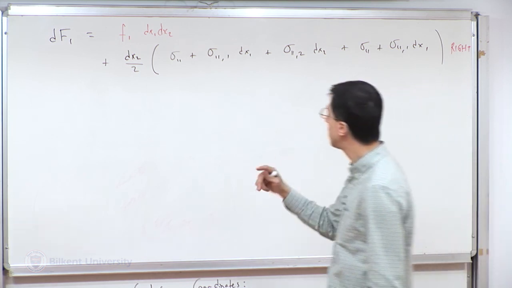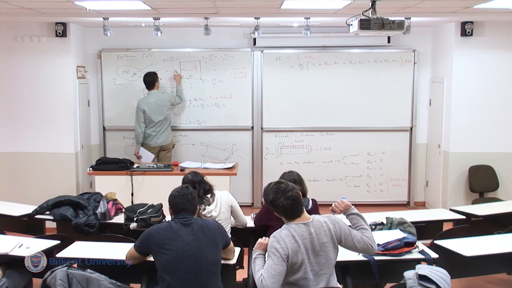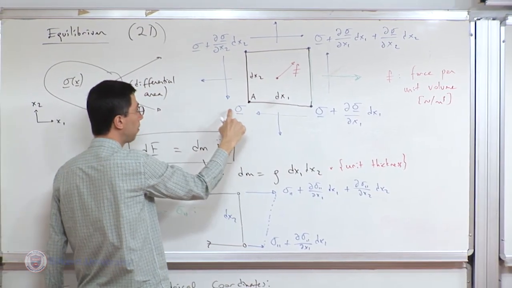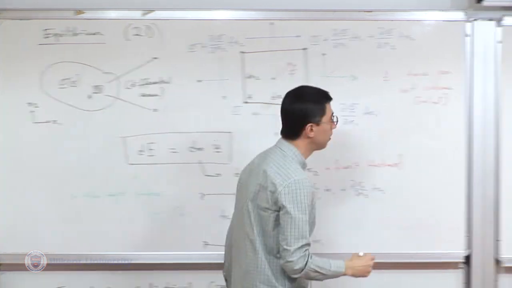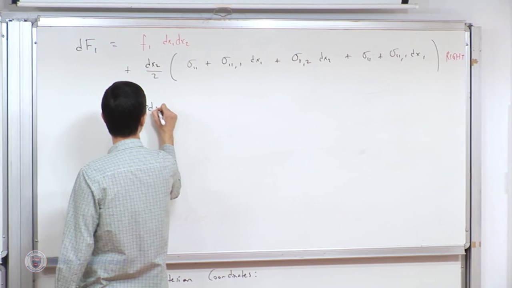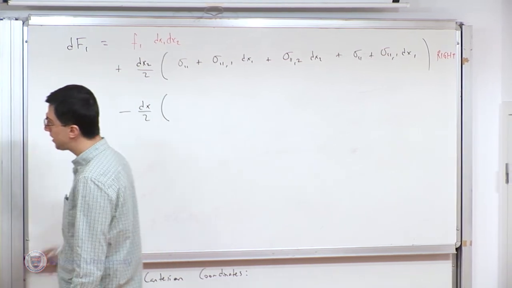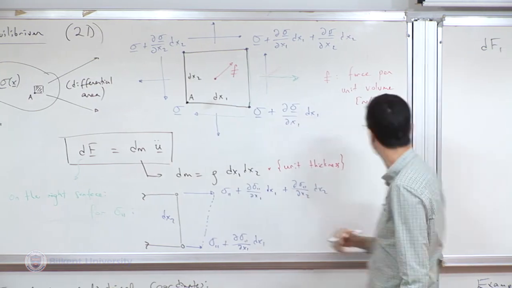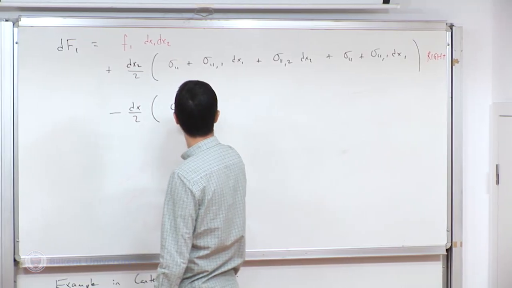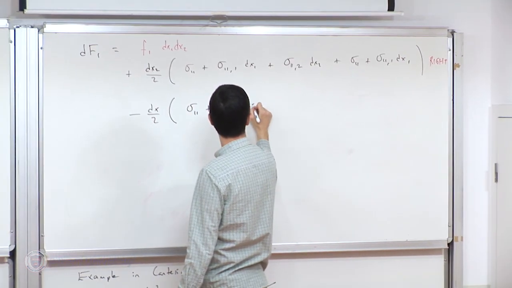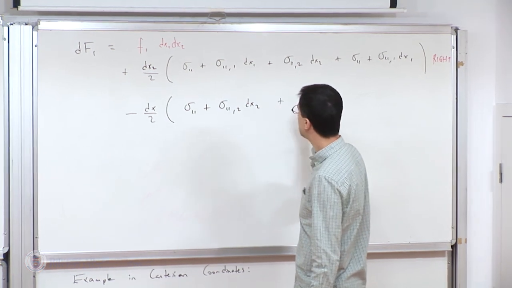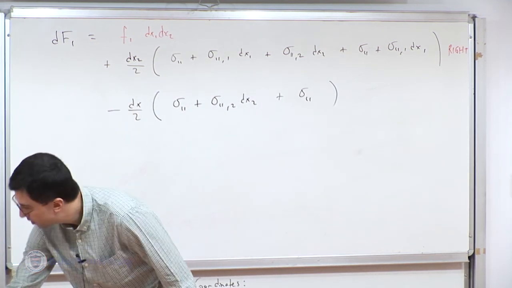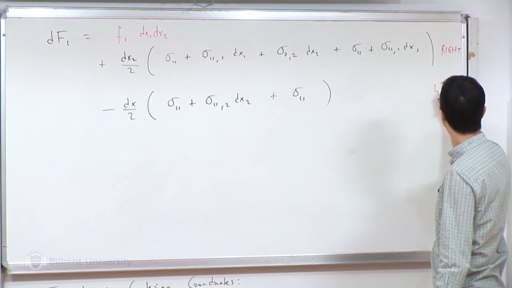So let's do the same thing on the left. On the left, again, I'm looking in the one direction, so there is also a sigma 1,1 there. It varies from that value to that value. So in fact, it's simpler than that. So the direction is negative, so now this dx over 2, and it varies from sigma 1,1 to sigma 1,1 plus sigma 1,1, comma 2, dx2. So at the top, it's sigma 1,1 plus sigma 1,1, comma 2, dx2. And at the bottom, it is simply sigma 1,1. Okay. So that's a little bit easier. So this is the left edge.